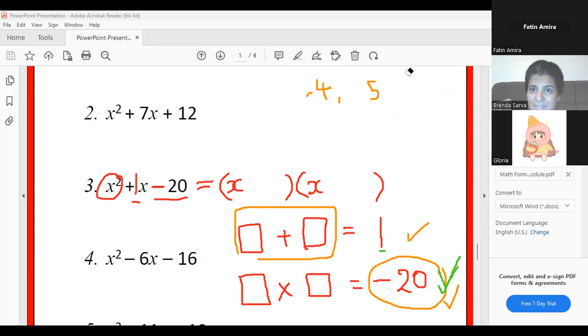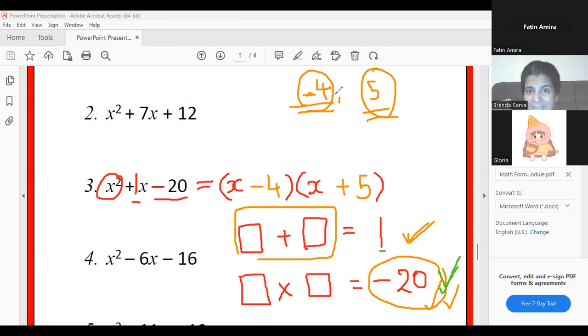As a factor, yes. If you put a negative 4 times a positive 5, I get negative 20. And negative 4 plus 5, oh yes, I get a positive 1. Do you see that? So it has to be negative 4 with a positive 5. One has to be negative 4 and one has to be positive 5. Only then, when I add them, I will get 1, which is the same as this.